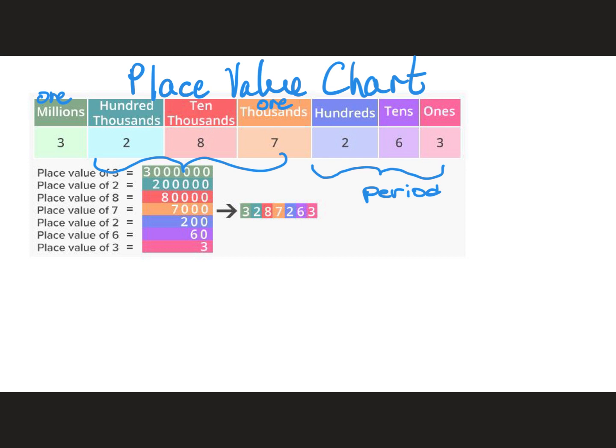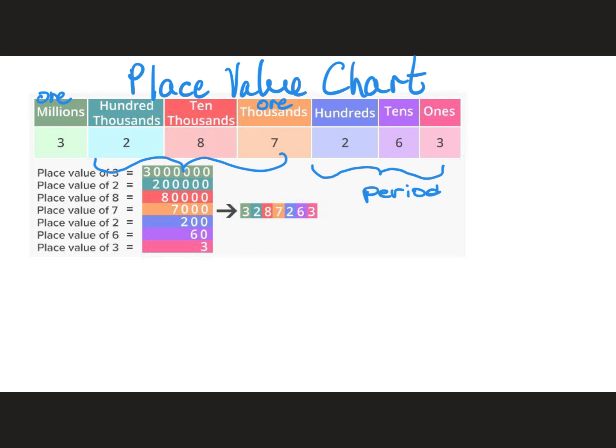So the place of a digit in a place value chart tells you the value of that digit. This 3 is in the ones place. The value is only a 3. This 6 is in the tens place. That means the value of it now is 60, because it's 6 times 10, because it's in the tens place. And it continues. The 2 is in the hundreds place, so it's 200, and so on. So the 3 here is in the millions place, so it has a value of 3 million. Altogether, this makes one large number.